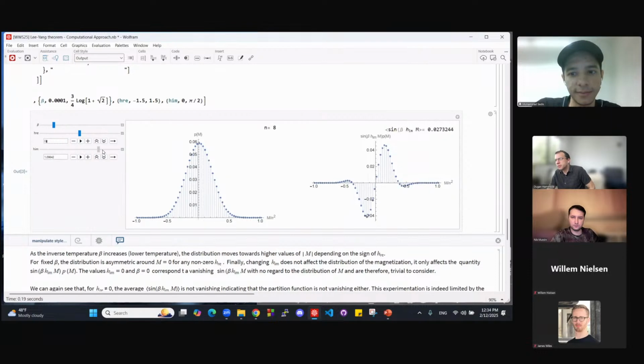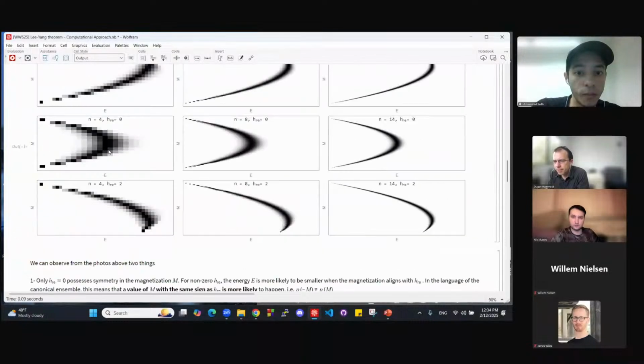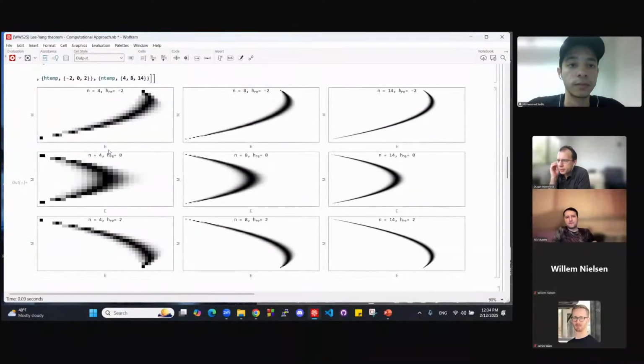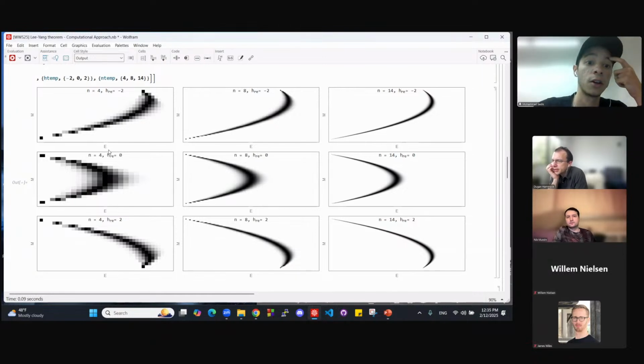For those plots up above, I wonder what happens when h is like negative 0.5 or something, when it's closer to 0 but not actually equal to 0.